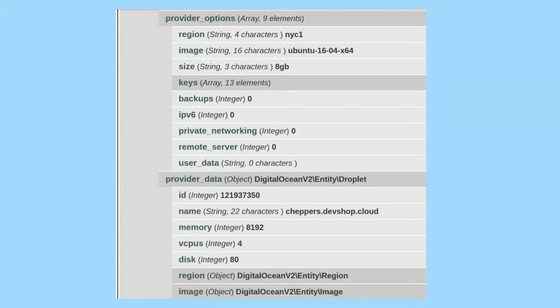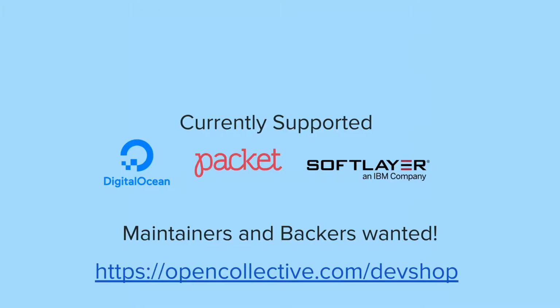Aegir Ansible comes along, right? So we save the options that you selected, and we save the data that comes back from the API. So like we have the DigitalOcean ID and whatever data comes back from their API, we just save it. So it's pretty simple, it's arbitrary, right? But every system, you pass options and it gives you back data, right? Right now, like I said, these are the 3 supported. If you would like to support more, we would love maintainers and backers.